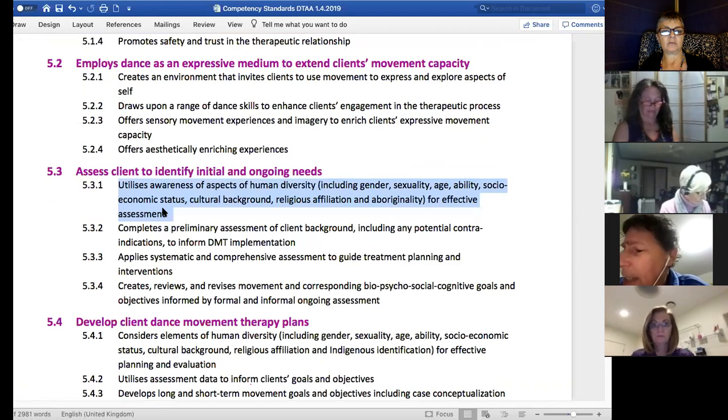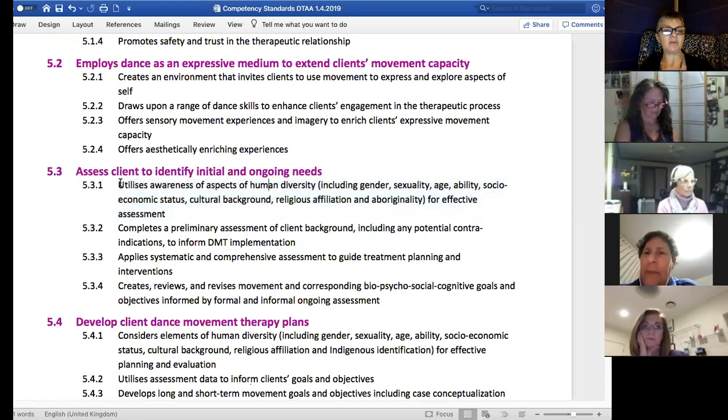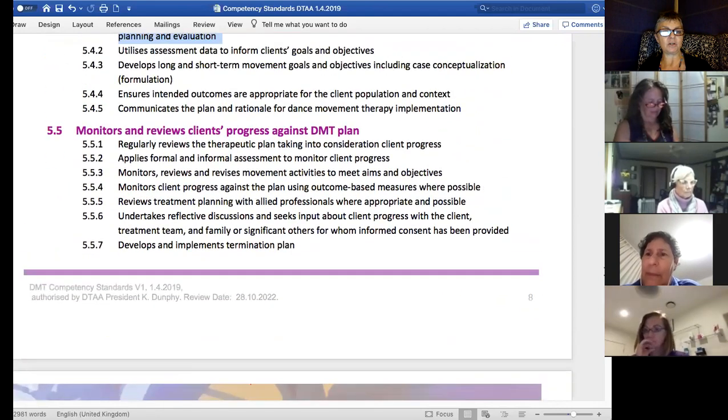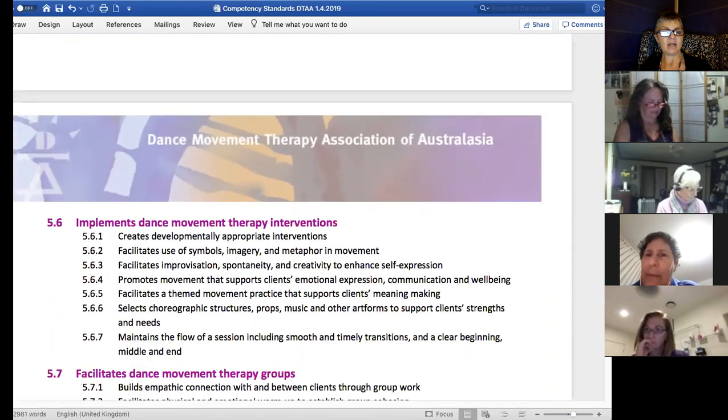Does that make sense? I understand. Yes. Kim, do you want to address that? Well, I guess this is what we were thinking here, Eileen, that is actually what this is about. So in this case, it's about the human diversity for assessment. And then here it's for planning and evaluation. And then also in delivery of service that we're responding to different clients' needs.